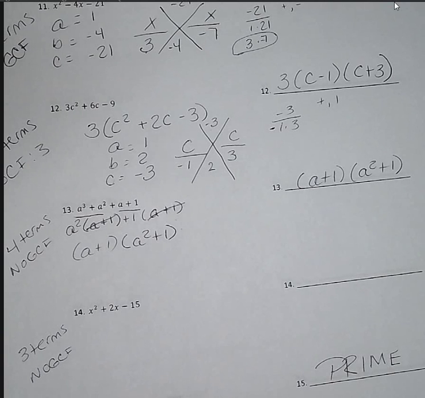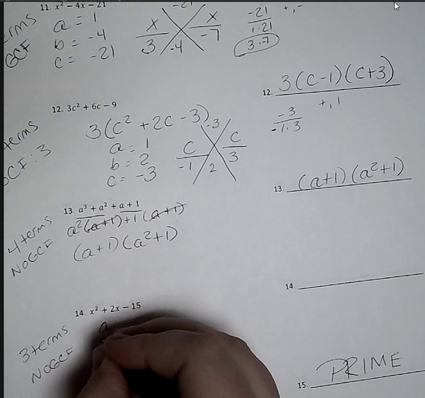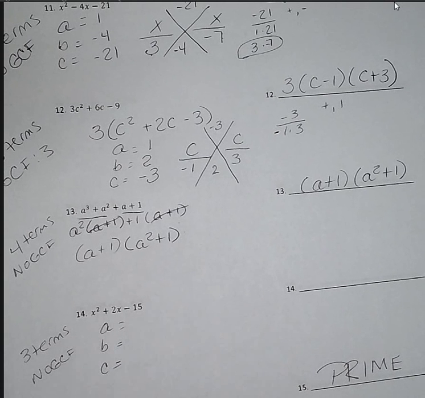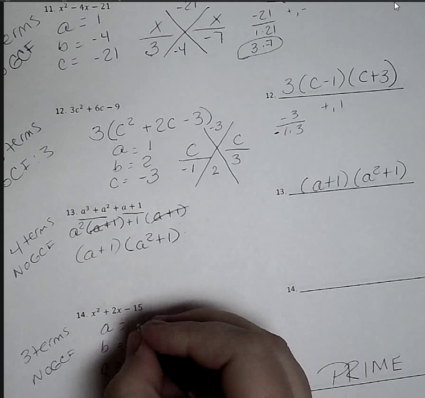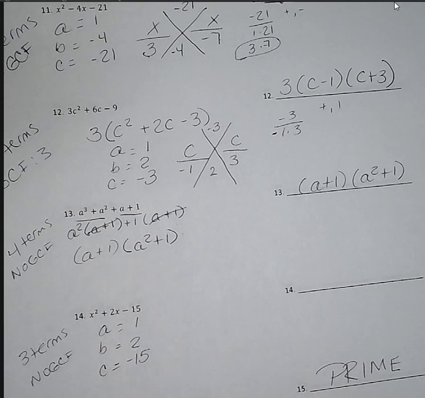Now let's look at number 14. It's 3 terms, no greatest common factor. So that's our AC method. I don't know if y'all have noticed, but most of these problems are AC method problems, which means you are probably going to have a lot of those on your test, which means it's probably the most important type as well. So make sure this is the method that you know front and back.